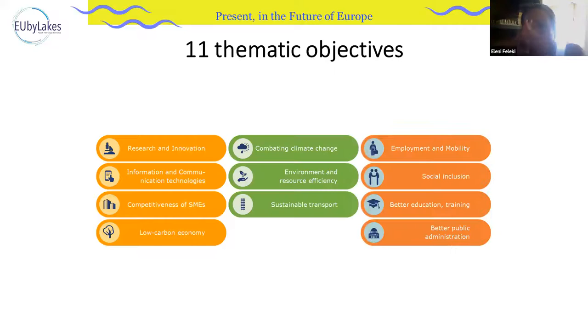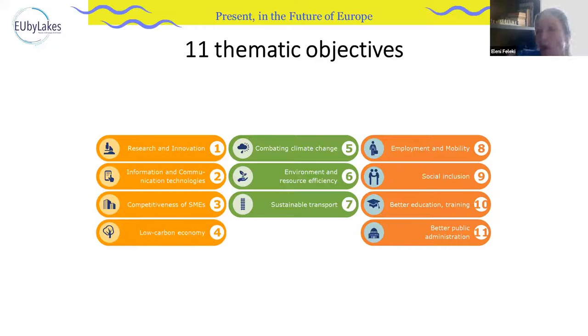The cohesion policy has thematic objectives: research, innovation, information and communication technologies, competitiveness and SMEs, and low carbon economy. And these go together, correspond to the smartness, one of the goals that we discussed before. Also, it has thematic objectives: combating climate change, environment and resource efficiency, and sustainable transport. And this goes together with the sustainability goal. And finally, regarding the inclusiveness, the third goal of the cohesion policy, it targets employment mobility, social inclusion, better education and training, and better administration. And moving on.